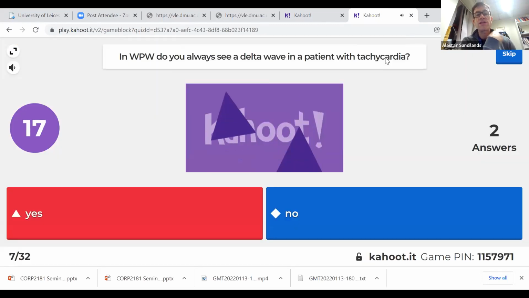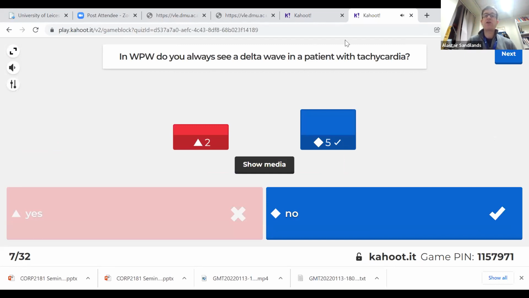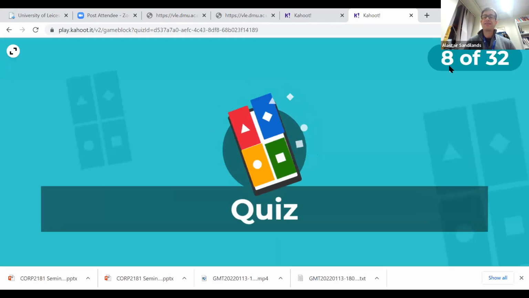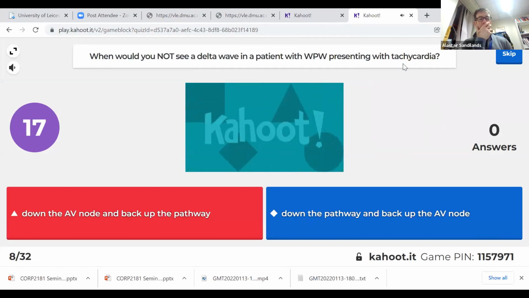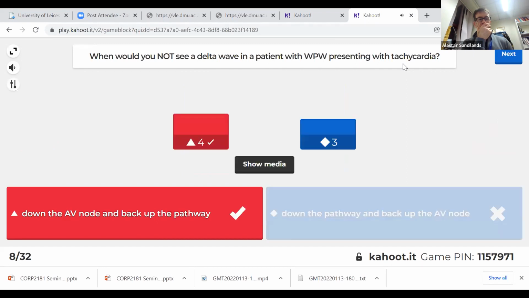In Wolff-Parkinson-White, do you always see a delta wave in a patient with tachycardia? No, they can have narrow complex tachycardias. So you don't always see a delta wave. You only see a delta wave when the conduction is going down the pathway. Yeah, so it's down the AV node, back up the pathway, and you're going to have a narrow QRS, whereas down the pathway and back up the AV node would be a delta wave.